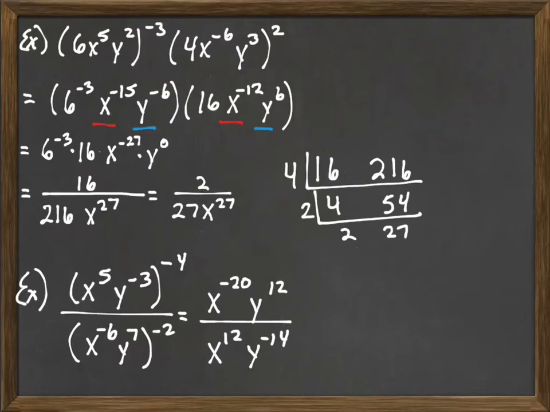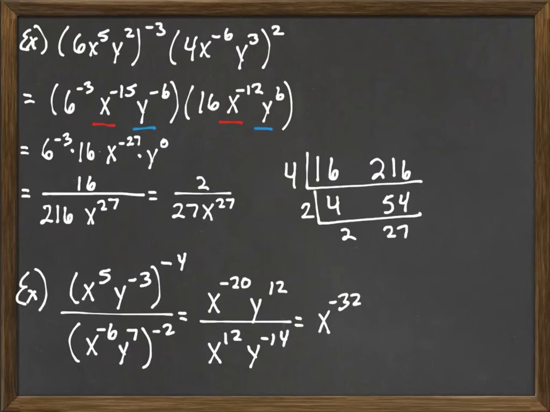And then at this point, we're now ready to continue our simplifying. We've taken care of the exponent part. Now we're ready to do the division part. So I have an x to the negative 20th over x to the 12th. So remember, when we divide, we subtract. So I'm going to have negative 20 minus 12 will be x to the negative 32nd power.